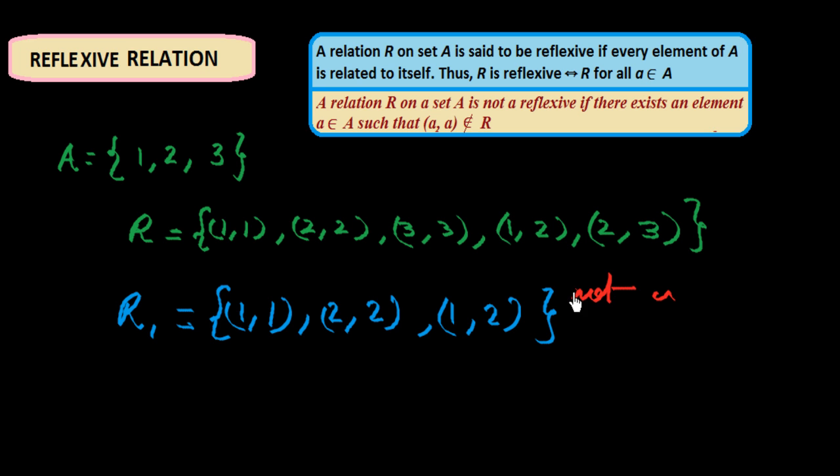It is not a reflexive relation. Why is it not a reflexive relation? I explain here. A relation R on set A is not reflexive if there exists an element a belongs to A such that (a, a) does not belong to R. So 3 belongs to A, but (3, 3) does not belong to this R1. So it is not a reflexive relation. This is the difference between a reflexive relation and not a reflexive relation.